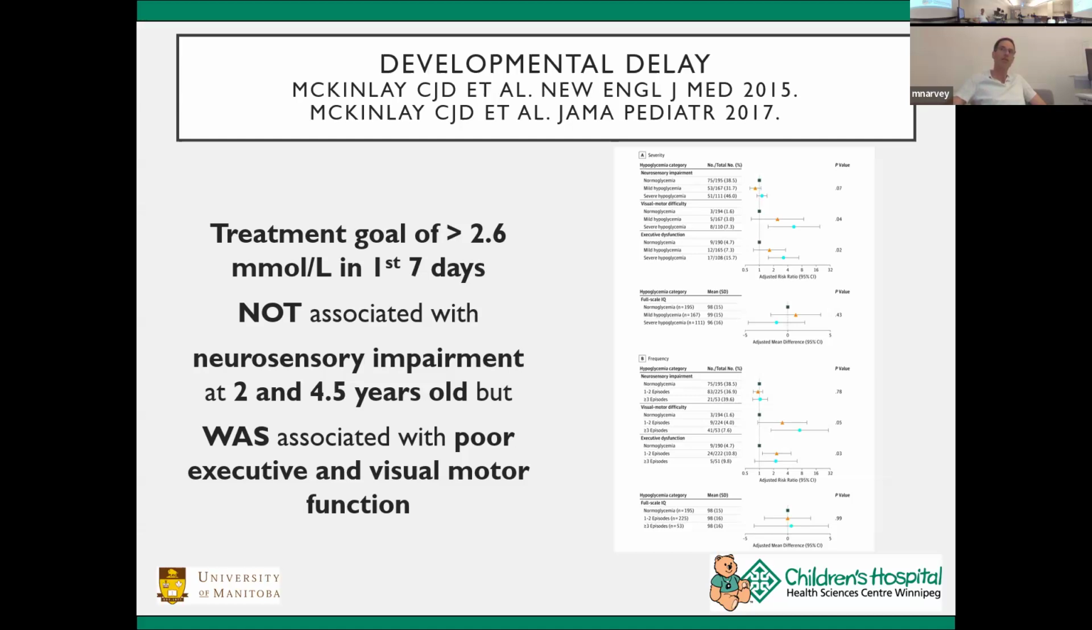And what they found was that having a treatment goal of over 2.6 was not associated with neurosensory impairment at 2 and 4.5 years of age. Now that's important. It was associated with poor executive and visual motor function if they didn't meet that, if they fell below 2.6 persistently.